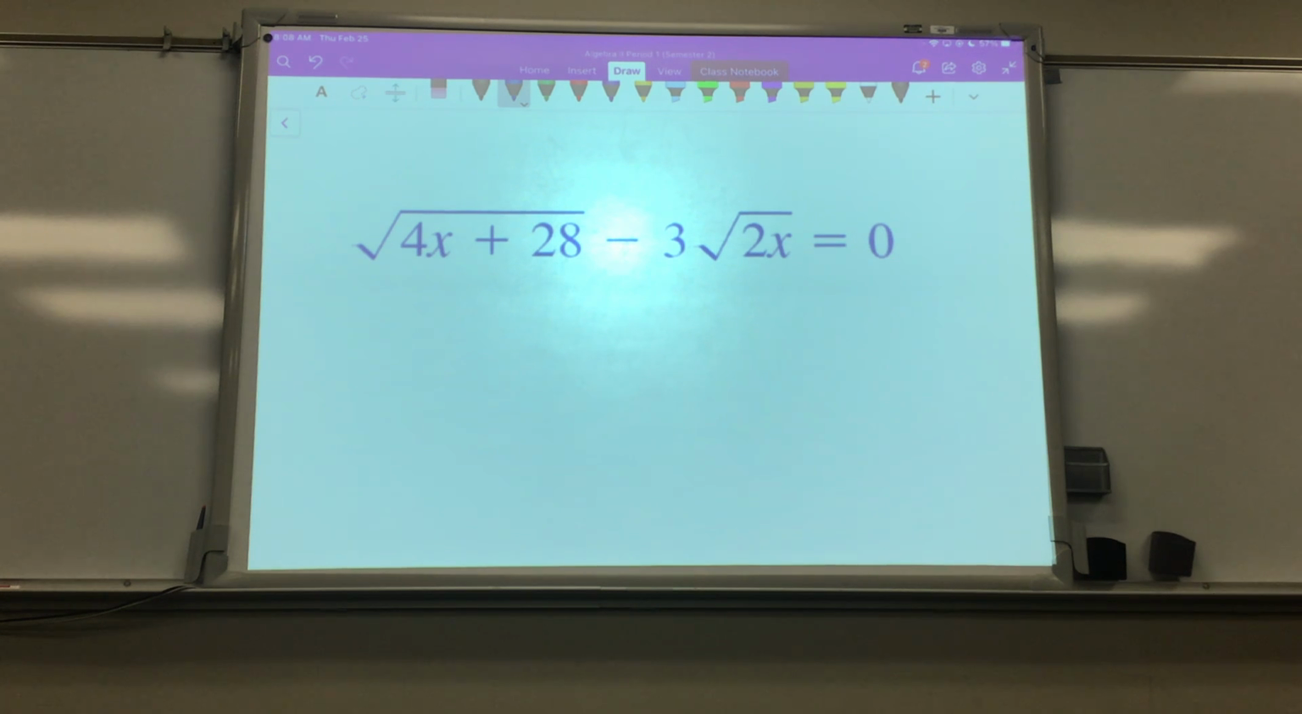So the way we take care of that is we get one radical equal to the other radical. Okay? So in order to do that, we're going to add 3 square root 2x to both sides. So I'll have square root 4x plus that 28 equals that 3 square root 2x. Now I can take care of those square roots. How do we undo a square root? Stainer? Square it.